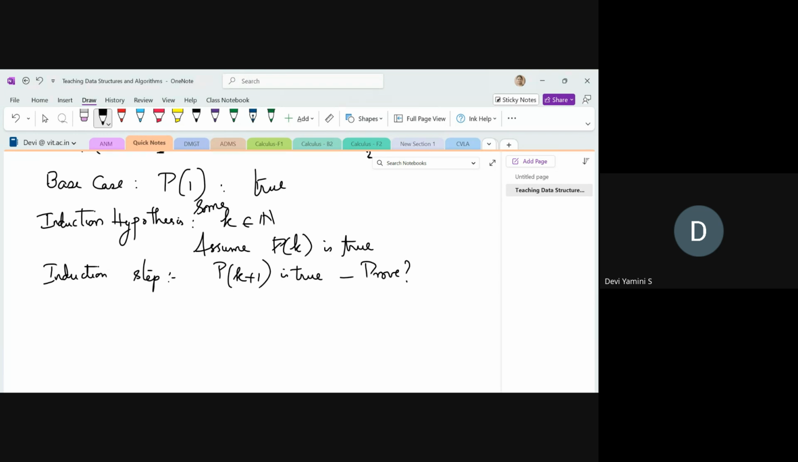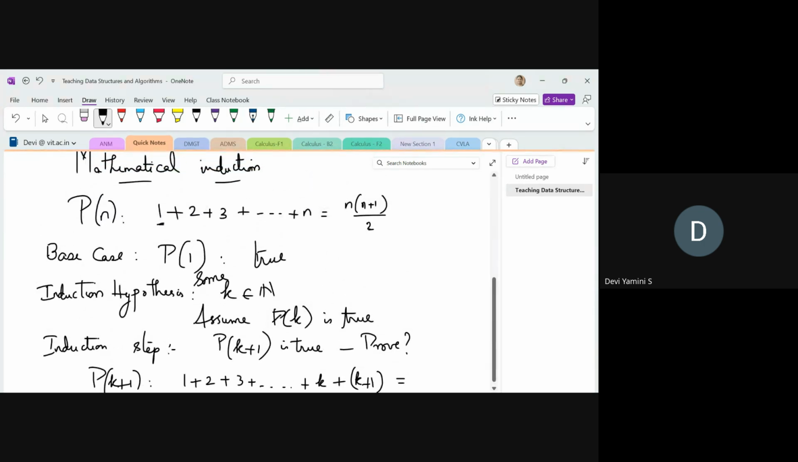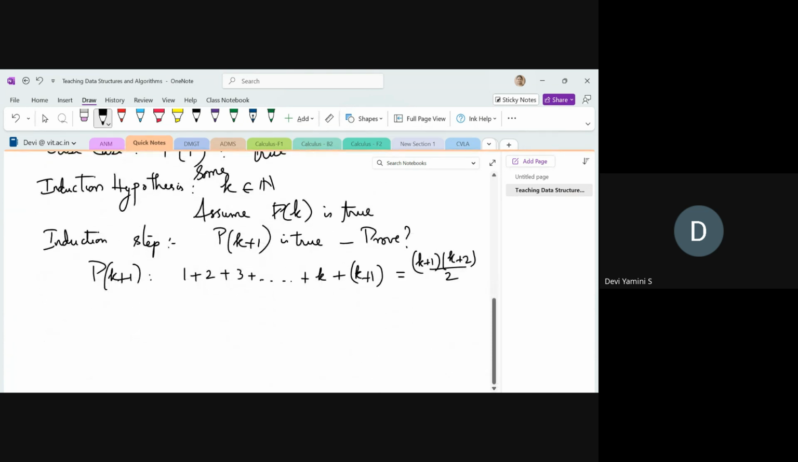So what we are going to do is, we will write the statement P of k plus 1, which is 1 plus 2 plus 3 plus etc. plus k, and the last number is nothing but k plus 1. This being the last number that we consider. This is nothing but P of k plus 1. This we have to prove, that here in place of n you have k plus 1. So our expression will change to (k plus 1) into (k plus 1 plus 1), which is k plus 2, divided by 2. You have to prove this. How do we prove this?